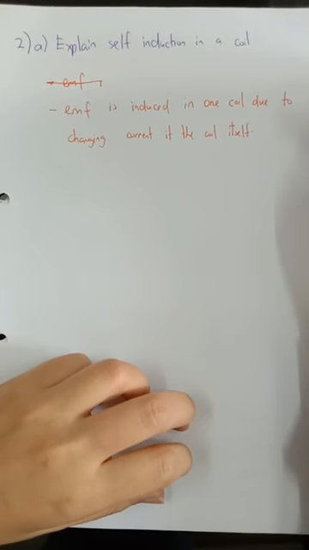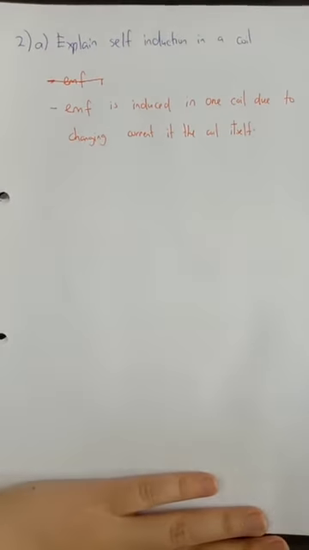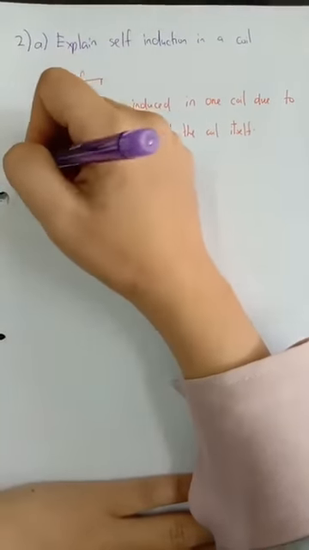Explain self-induction in a coil. EMF is induced in one coil due to changing current in the coil itself. Right? Then continue with question B.